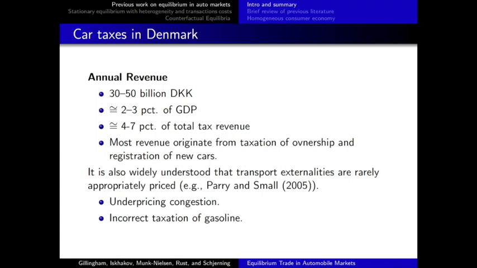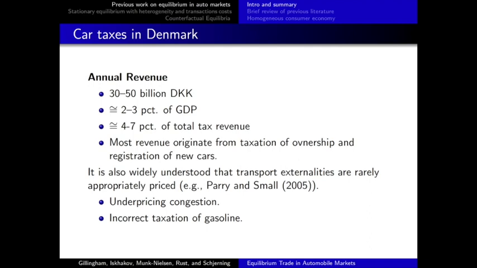So the annual taxes on cars is a lot of money. It's 4 to 7% of total tax revenue. And in Denmark, we already pay a lot of tax. So it's a significant part of the budget. It's a significant part of GDP. And for the guy who wants to buy a car, it's also a significant part of the price.